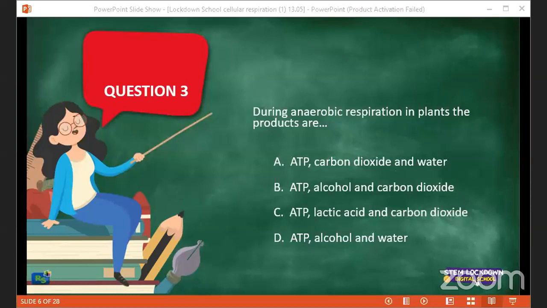Sorry about that, guys. During anaerobic respiration in plants, the products are A, ATP, carbon dioxide, and water. B, ATP, alcohol, and carbon dioxide. C, ATP, lactic acid, and carbon dioxide. Or is it D, ATP, alcohol, and water? Please send through your answers, guys.